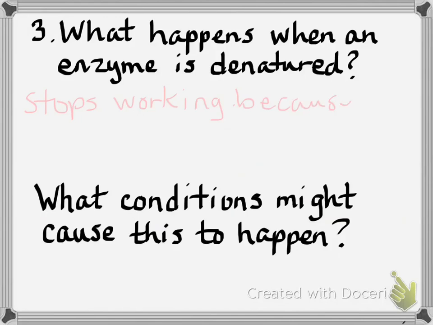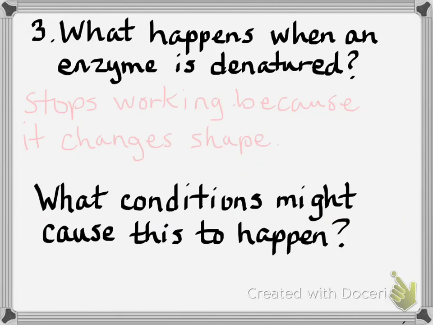Okay, so it stops working because it changes shape. And you guys remember the shape of an enzyme will dictate whether the active site can receive the substrate or not. So let me write that down for you. It stops working because it changes shape. Shape is very important for an enzyme to work properly.